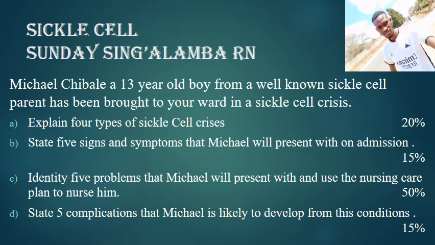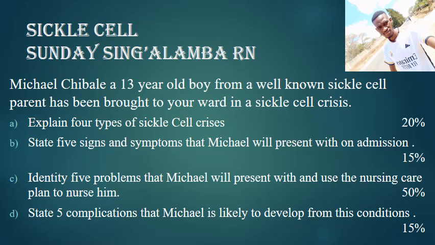Then question C. Question C was asking us to identify 5 problems that Michael will present with and use the nursing care plan to nurse him. Okay, so what are those problems? The first problem is difficulties in breathing. It comes in due to reduced oxygen carrying capacity, and the evidence is cyanosis or increased respiratory rate.